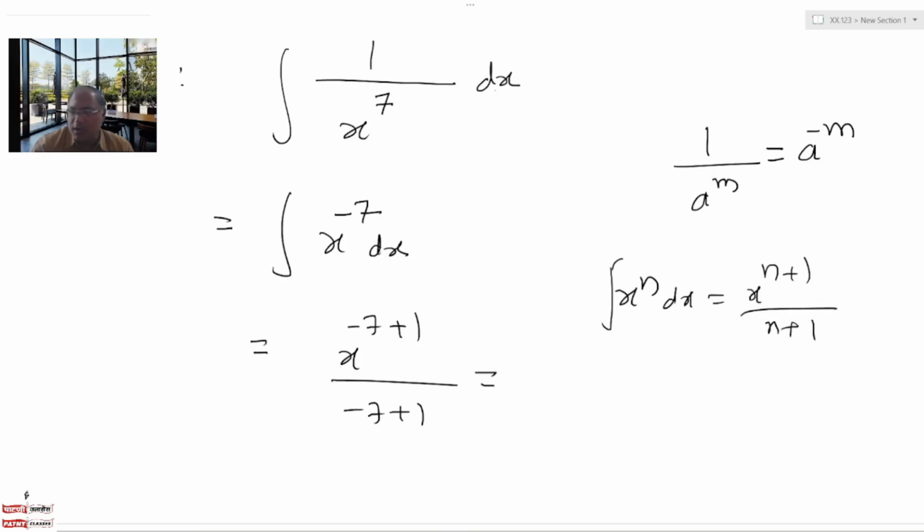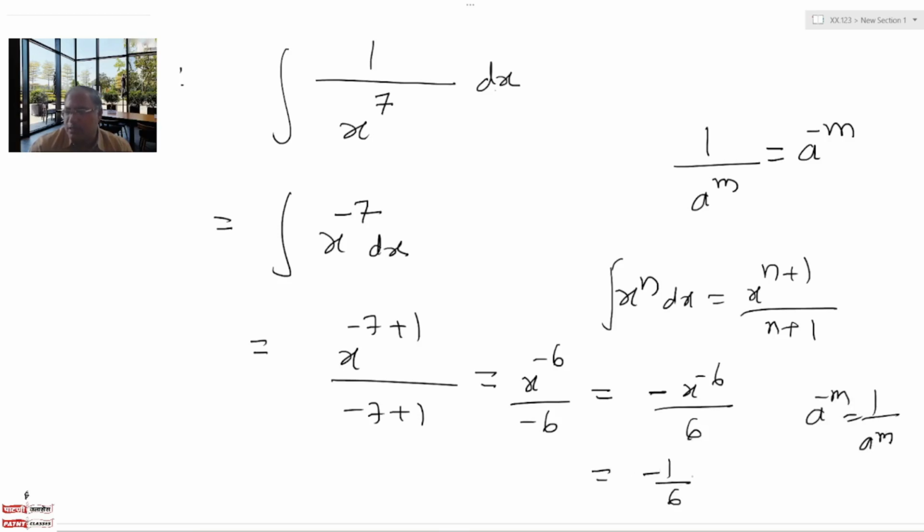By using that formula, it becomes x raised to minus 6 upon minus 6. Of course, this minus will go to the numerator, so minus x raised to minus 6 upon 6, using a raised to minus m equals 1 upon a raised to m. Therefore, it becomes minus 1 upon 6 x raised to 6 plus c. So this is the final answer. Therefore, the integration of 1 upon x raised to 7 with respect to x is equal to minus 1 upon 6 x raised to 6 plus c.